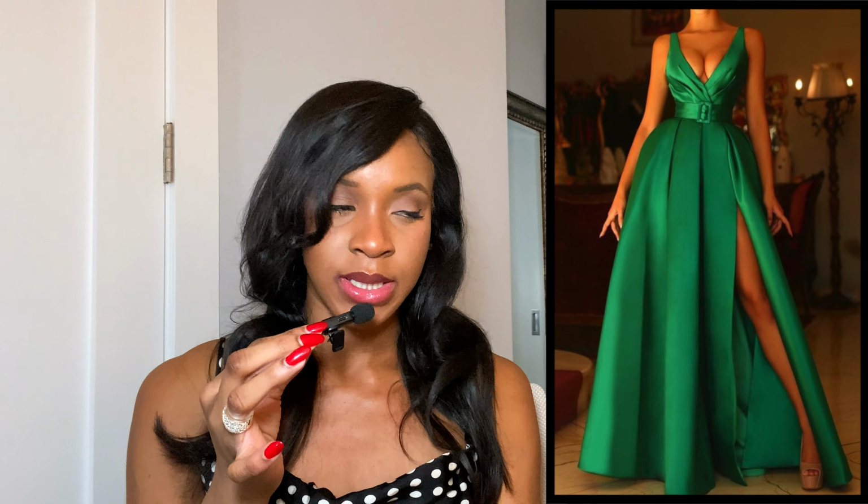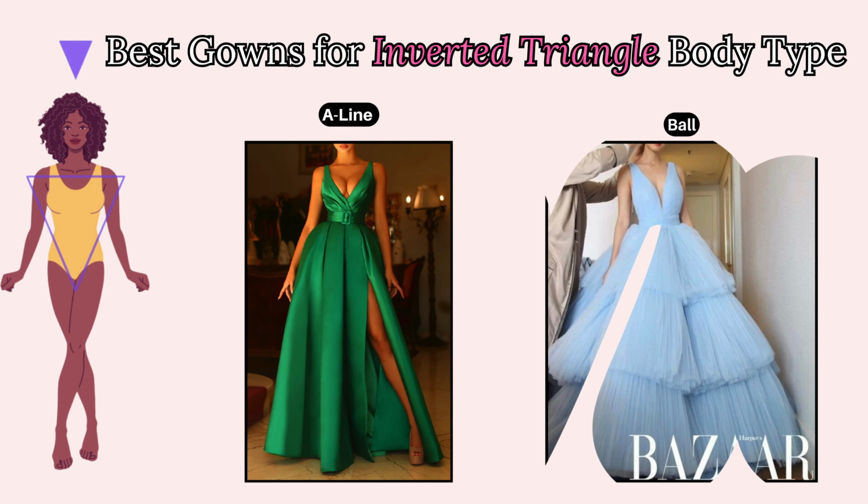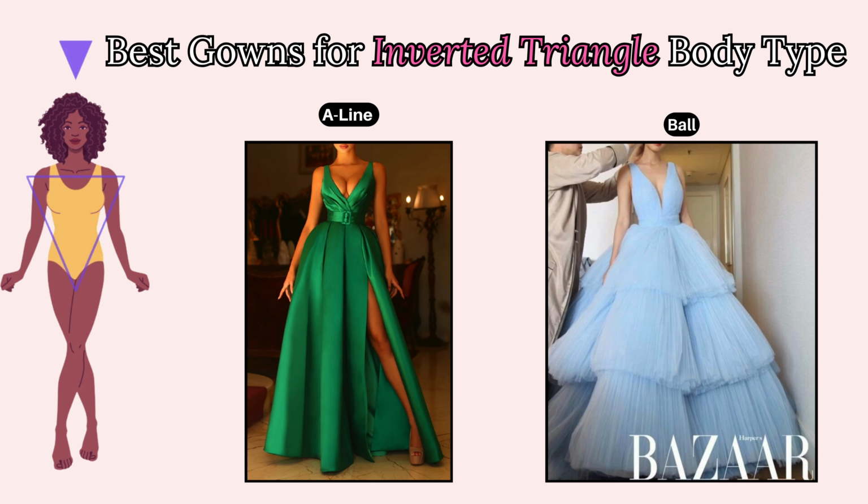A-line gown looks great on the inverted triangle body type. It also helps to define the waist because the A-line dress usually has a nipped waist, but like I said, you can also look for A-line dresses that have a belt attached to it, which will further help to define the waist. The ball gown also works well on the inverted triangle body type.